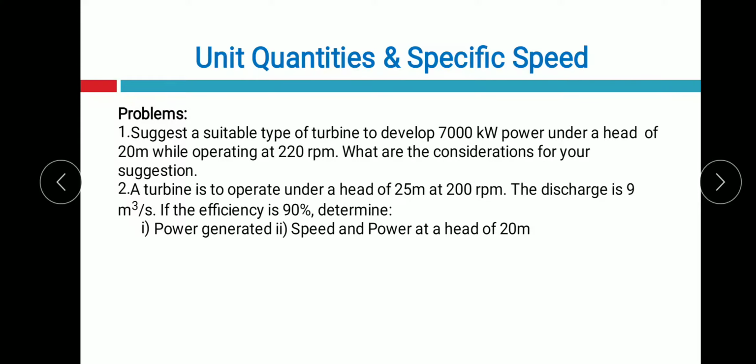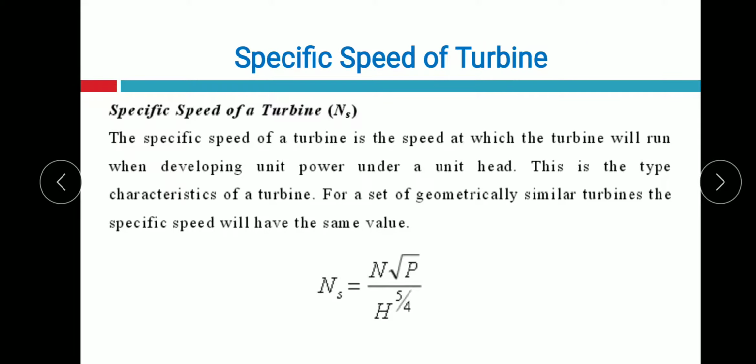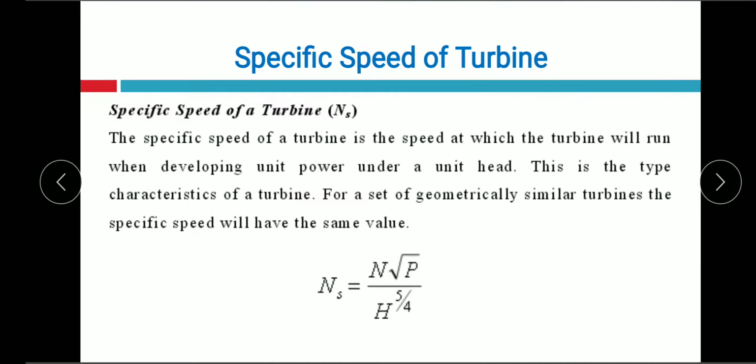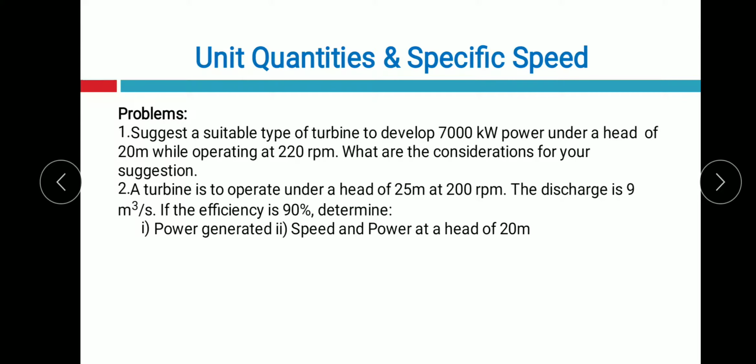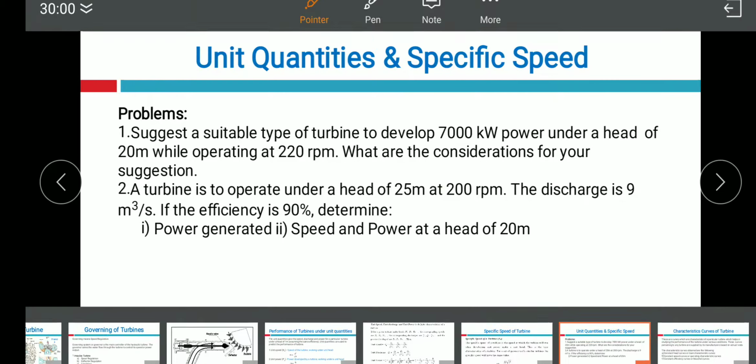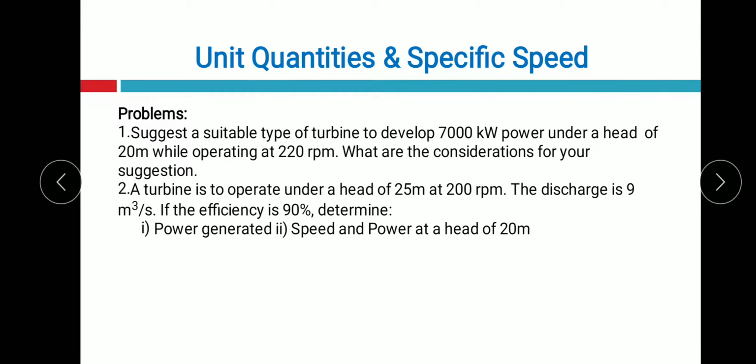That is the question. In this, all the values are given: speed value, power value, H value. Then find out the Ns value. For this Ns value I have given a table. From the table you can suggest the suitable type of turbine. These two are similar types of problems. The second problem is related to unit quantities. A turbine is to operate under a head of 25 meters. Head they have given, speed they have given, Q value they have given. The efficiency is 0.9. Determine the power generated and speed of the turbine. This comes under unit quantities. That's all.